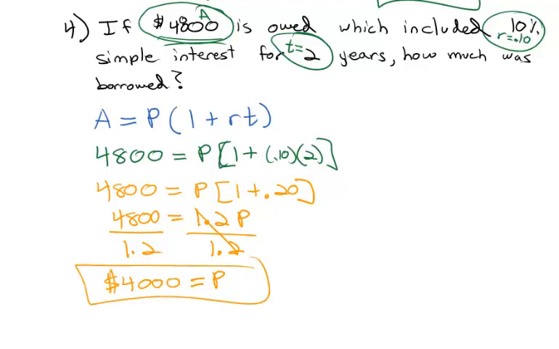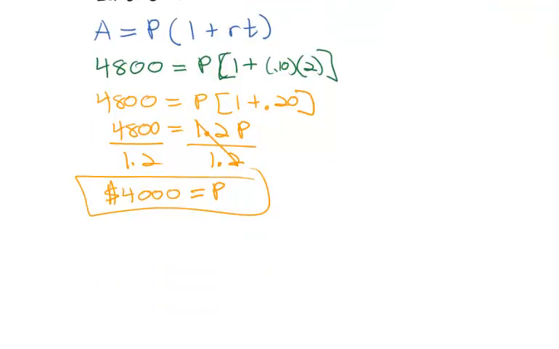$4,000 was borrowed. Now, simple interest actually isn't used very often by banks and by mutual funds and stocks and all that. Where you see simple interest used more often is in the idea of discounts and proceeds. And that's what I want to look at next.